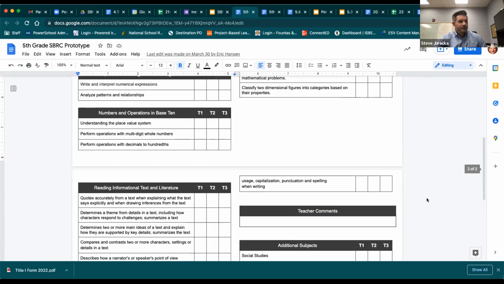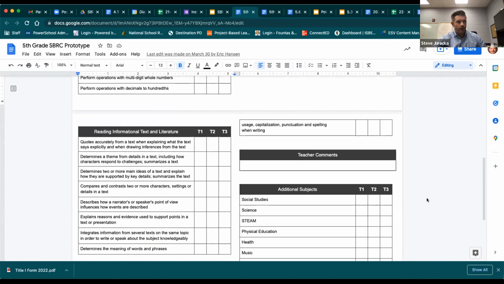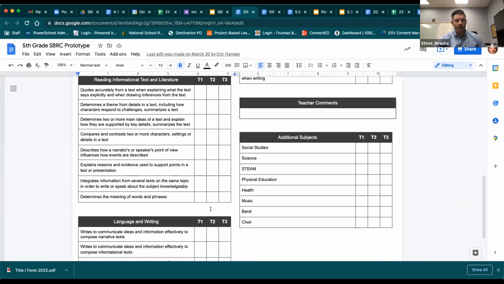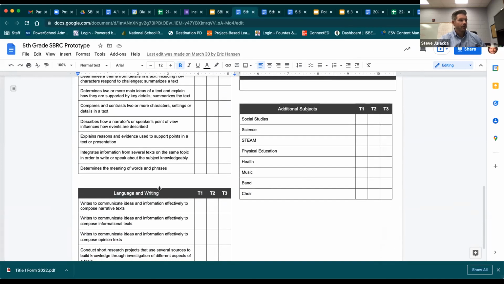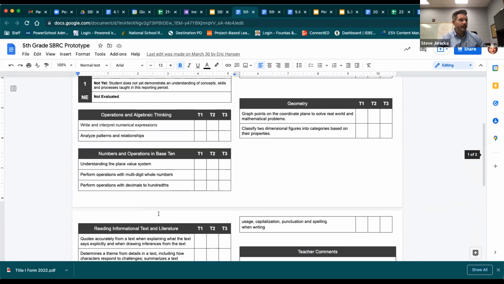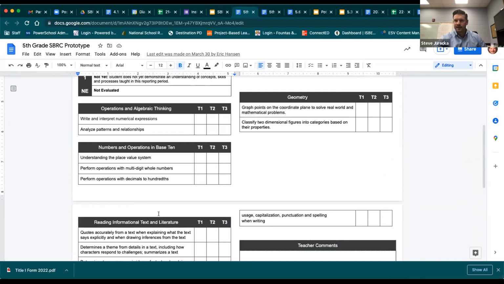Yeah, and then just to share a little bit further, not that I'll go into all of the details here, but further down the report card, there are English language arts standards related to reading informational text and literature. And as you can see, there's greater detail in terms of what we would expect children to be able to know, understand, and do. That extends also into language and writing and things of that nature. So that gives you a basic summary of what a standards-based report card would look like.